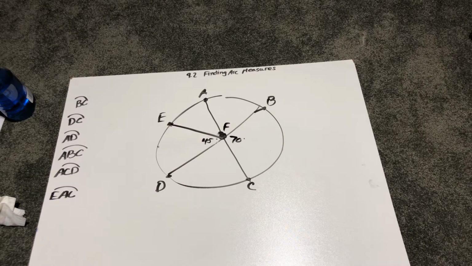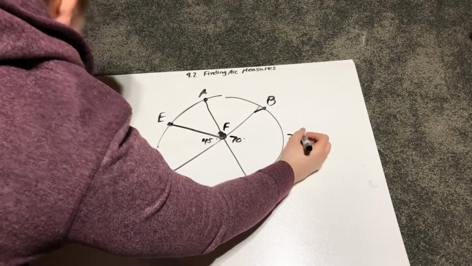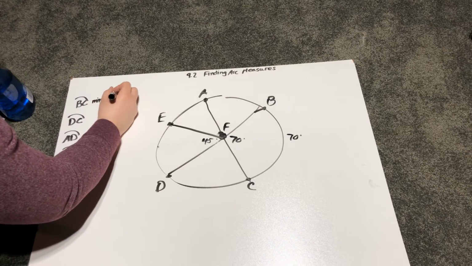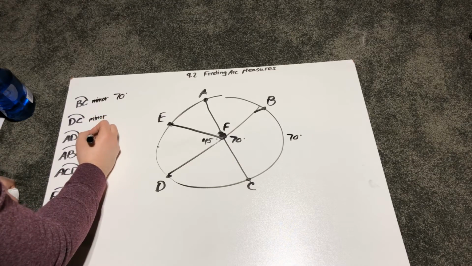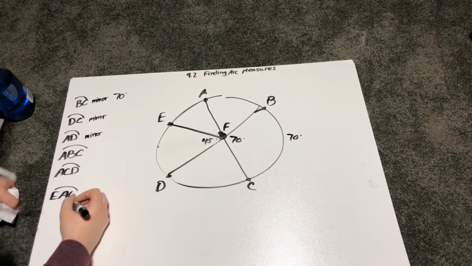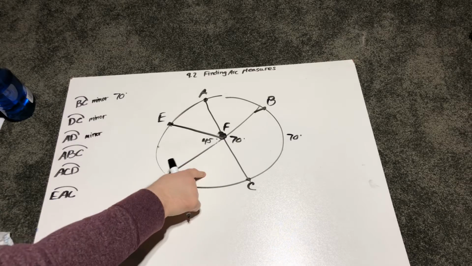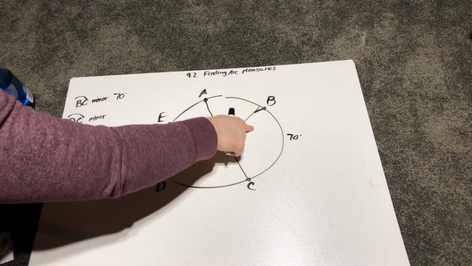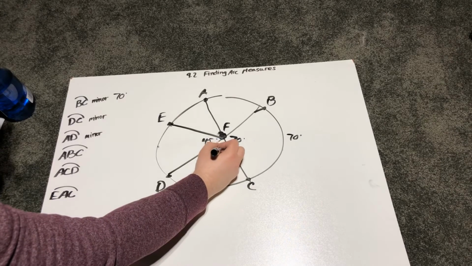So let's see. If we know that this angle is 70 degrees, that means this arc is 70 degrees. And this is a minor arc. This has got to be minor. This has got to be minor because they're all 2 letters. So let's see, DC right here, hey, we have a diameter right here, B to D. That means this whole thing has to be 180 degrees. So this right here has got to be 110 degrees.